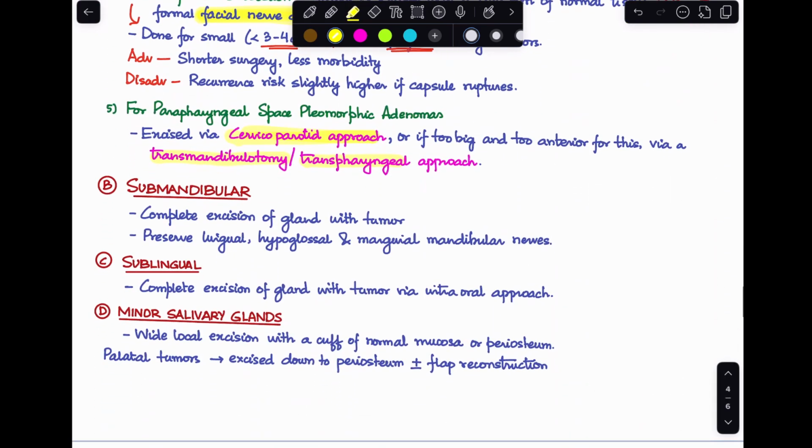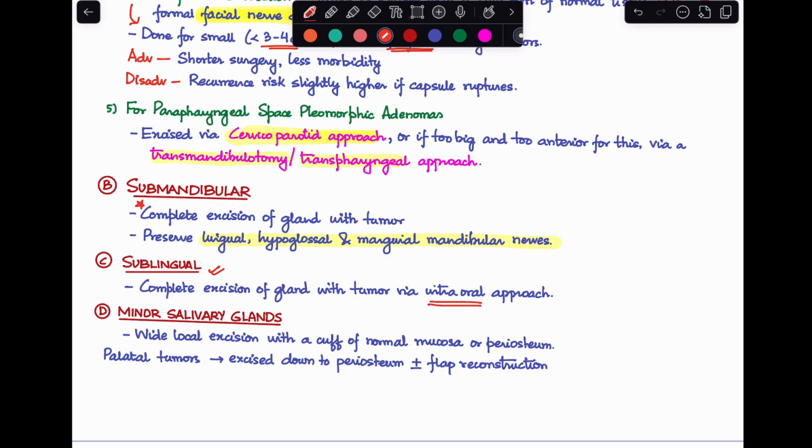Next is submandibular gland. So if the submandibular gland has been involved, we completely excise the whole gland along with the tumor. And we have to be careful to preserve the lingual, hypoglossal and the marginal mandibular nerves. It is important to remember that we remove the whole gland. We do not leave behind any part of the gland. The same is for case of sublingual gland involvement. This, however, we go via the intraoral approach.